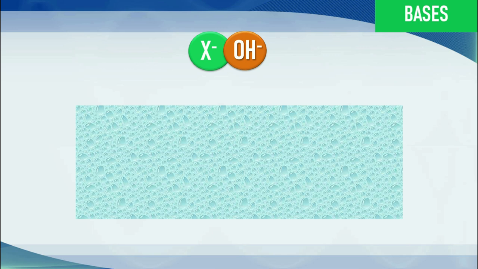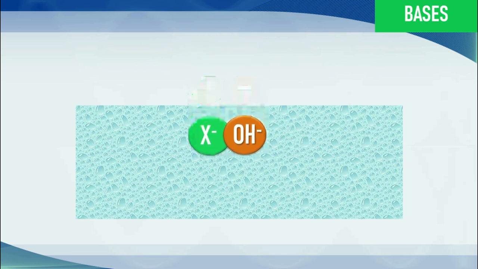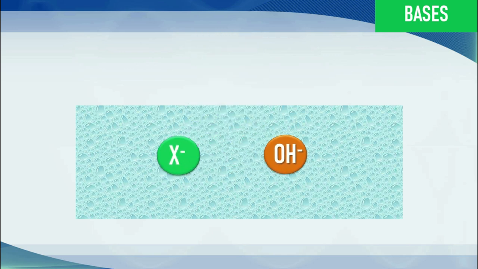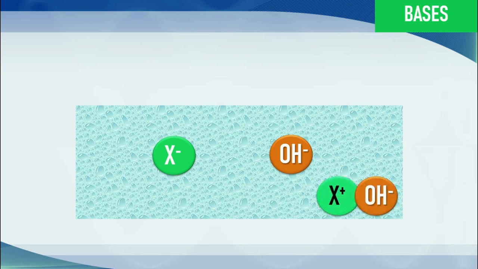A base is a compound that, when inserted into water, releases a hydroxyl. Not every molecule of this compound dissociates. The degree of dissociation determines the strength of the base. A partially dissociated base is a weak base. A fully dissociated base is a strong base. Following dissociation, the ionic particle carries a positive charge.